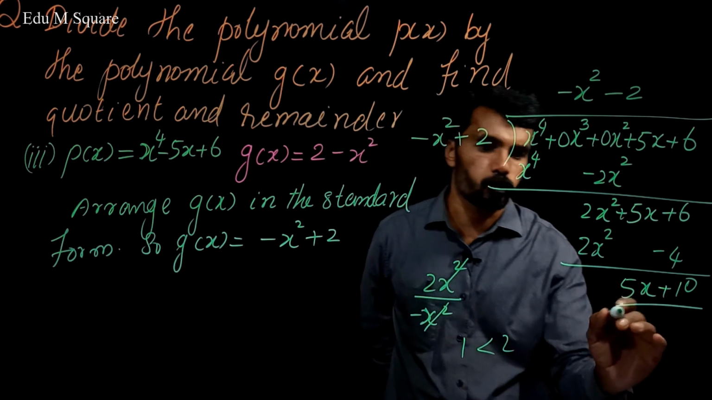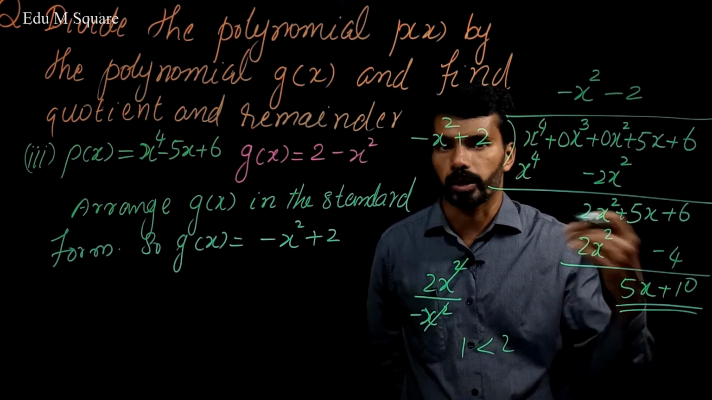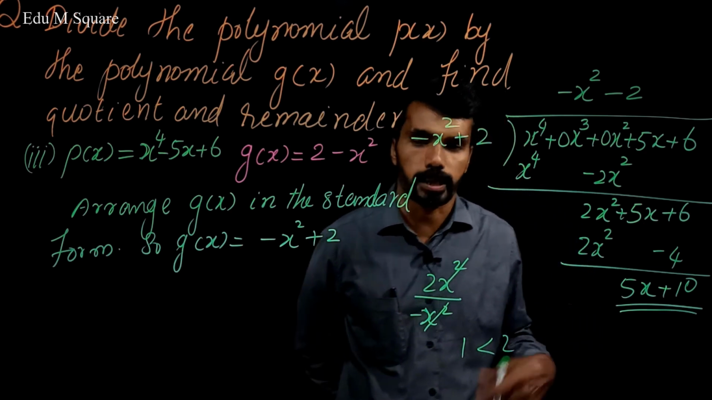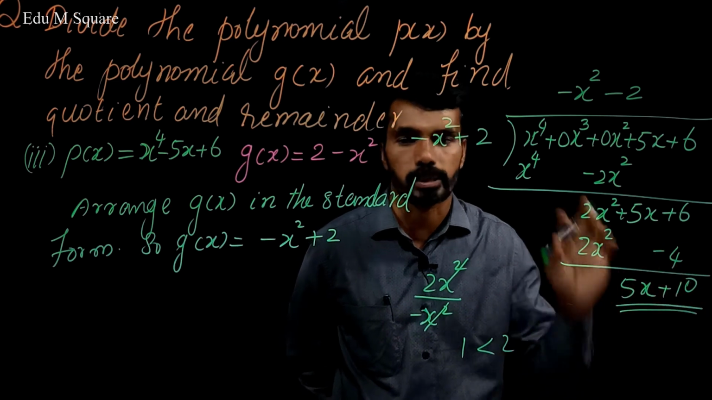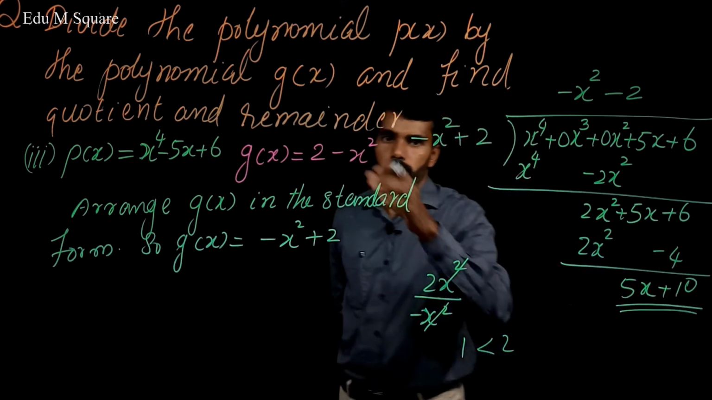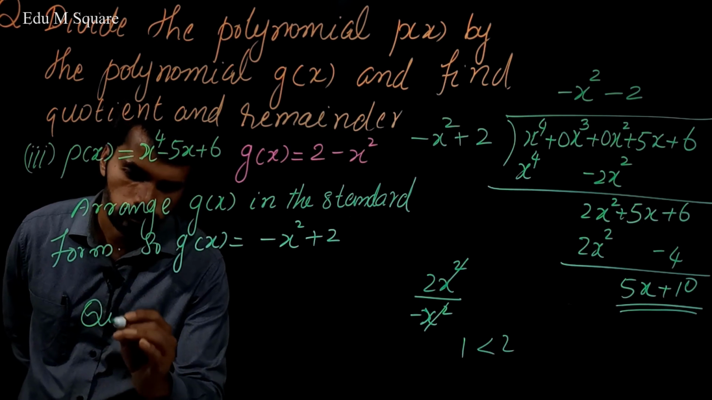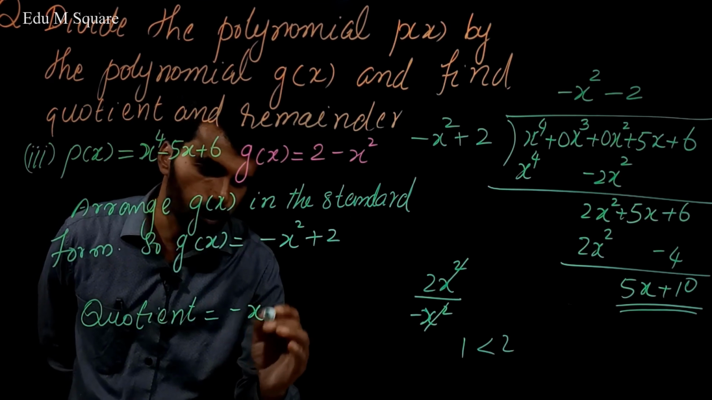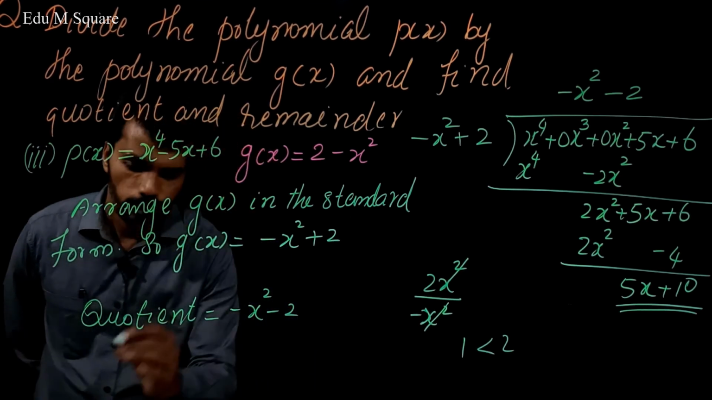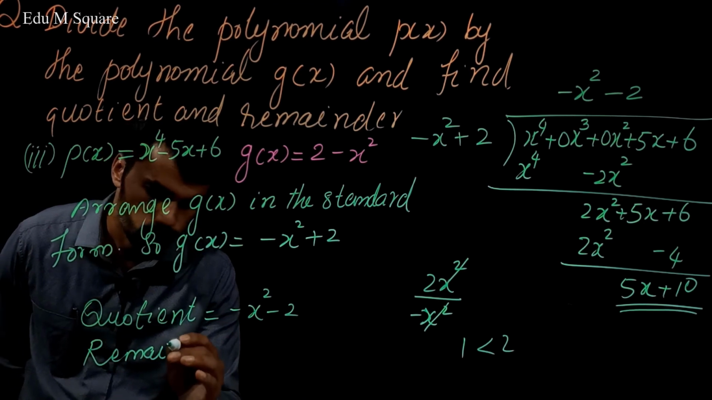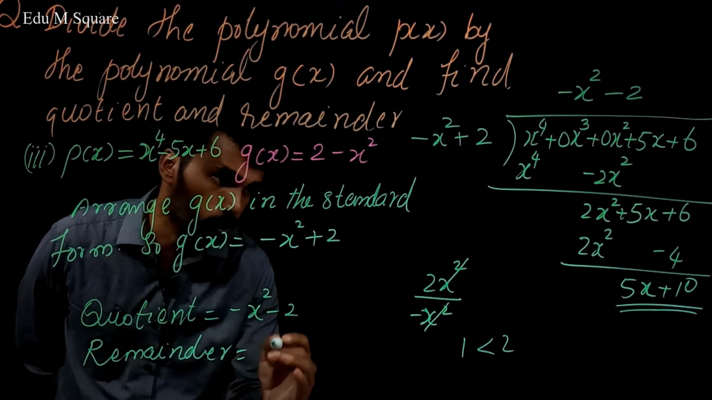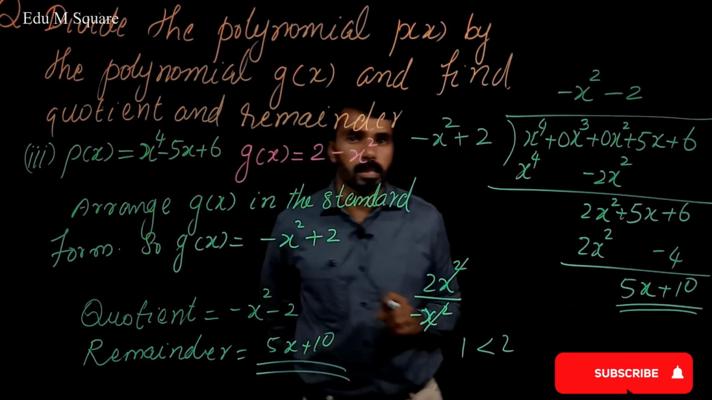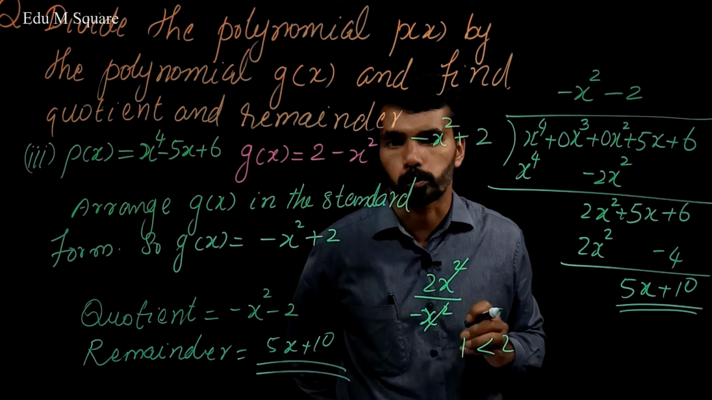Okay. So the 5x plus 10 is the remainder. When we divide this x raised to 4 plus 5x plus 6 by minus x square plus 2, we get the remainder 5x plus 10. Okay. Let us write: the quotient is equal to minus x square minus 2. Then the remainder is equal to 5x plus 10. Okay. So this is the first question from exercise 2.3.